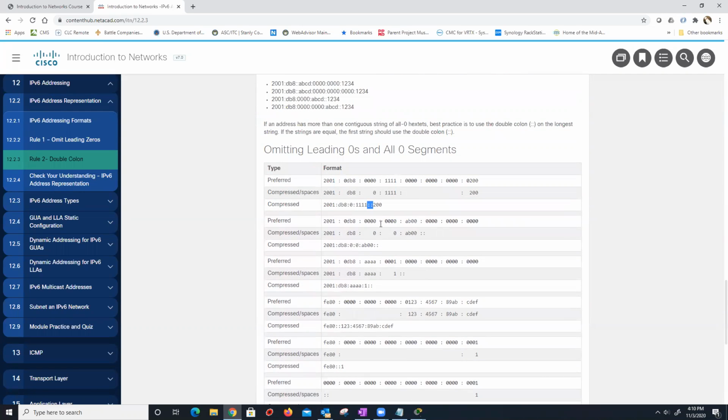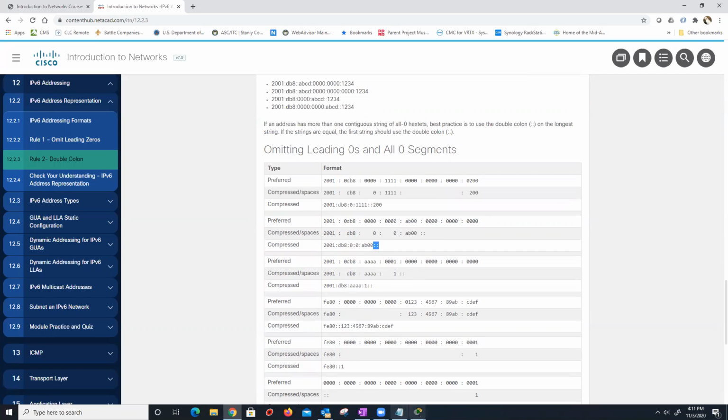Likewise, look at this one. We've got quad zeros at the end, so it can become 2001:db8:0:0:AB00::, again representing 3 sets of zeros.